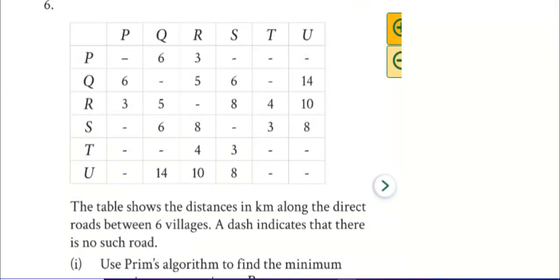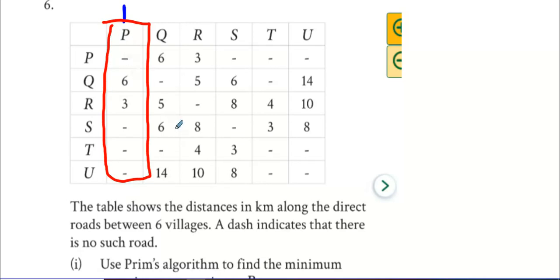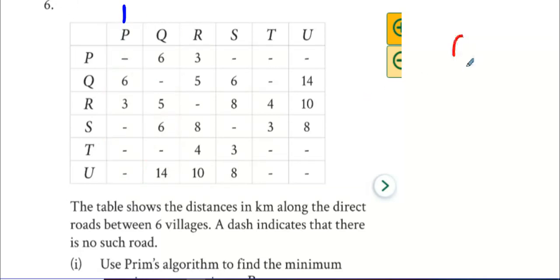So here's what we're going to do. P is number one, because we start off at P. Look down along P and pick the smallest number you can find. What do you reckon? So the first one is P to R.